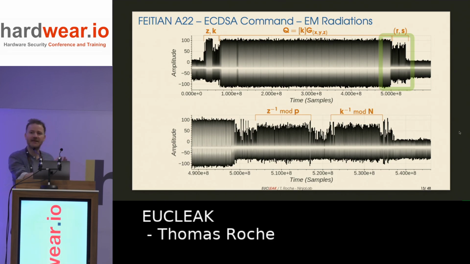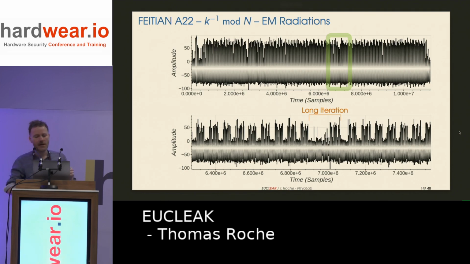So identifying this computation is quite easy and quite straightforward. You can see these two large patterns. They correspond to the modular inversion. If we zoom into one of these modular inversions and have a look at what it's made of in the side channel trace, you can see easily that it's an iterative process. So we can see that there is a pattern that is repeating itself over and over. Usually there are short iterations, and then sometimes it happens that there are long iterations.